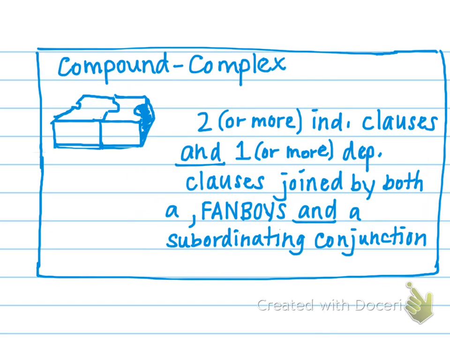And then the final kind is the compound complex sentence. This is 2 independent clauses or more and 1 dependent clause. You can also have more dependent clauses. And they're joined by both a comma, fanboy, one of fanboys, and a subordinating conjunction.